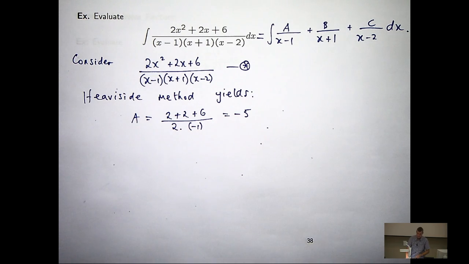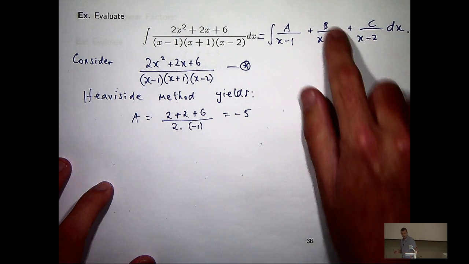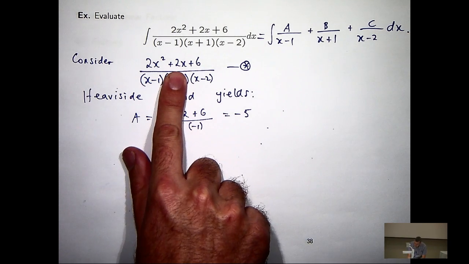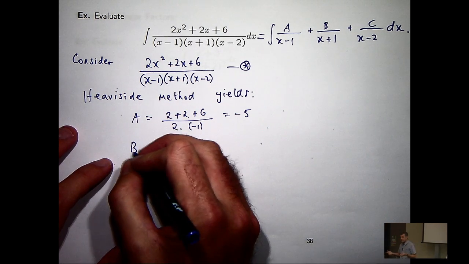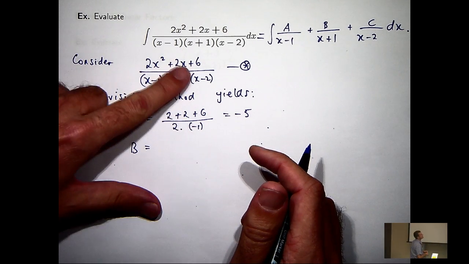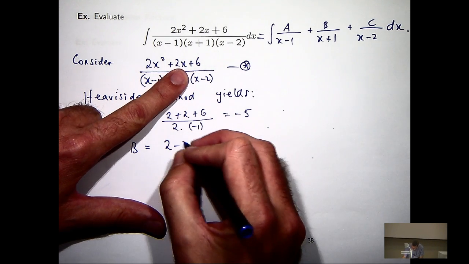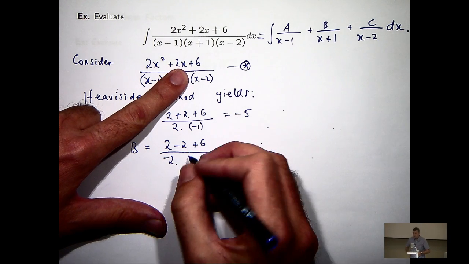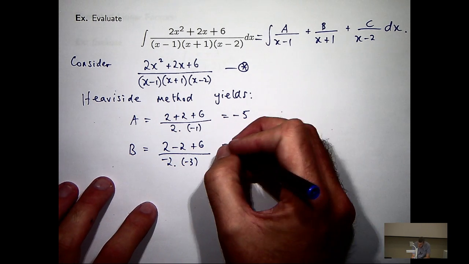All right, simple. So for B, which lies above x plus 1, go here, cover up x plus 1 and substitute in x equals minus 1. Okay, so if I cover that up and substitute in x equals minus 1, you're going to get something like this.